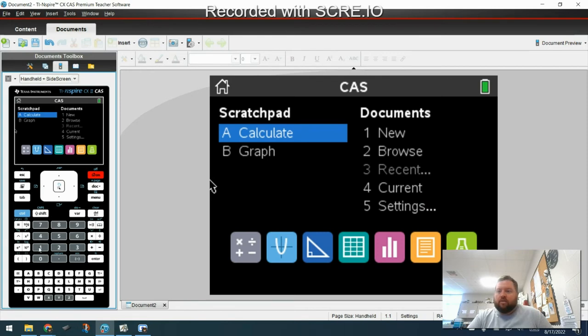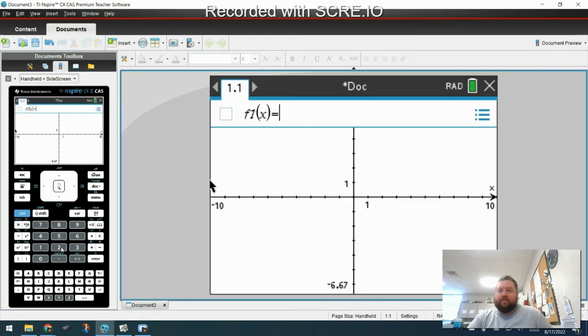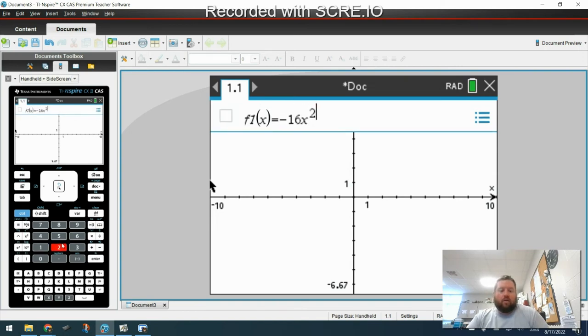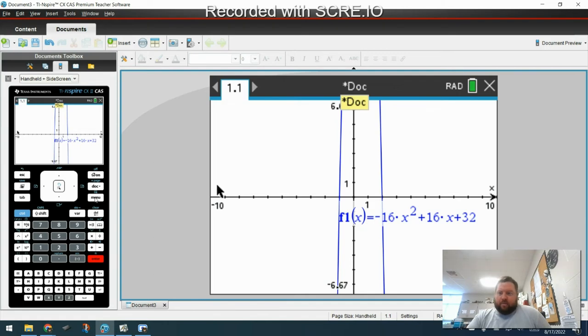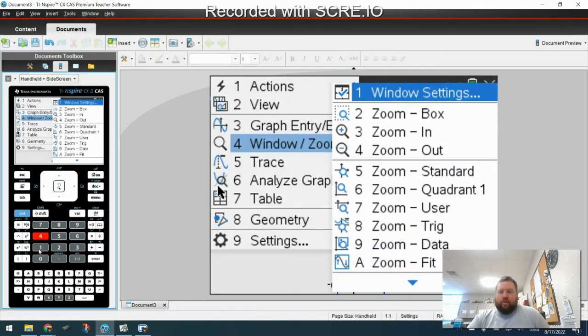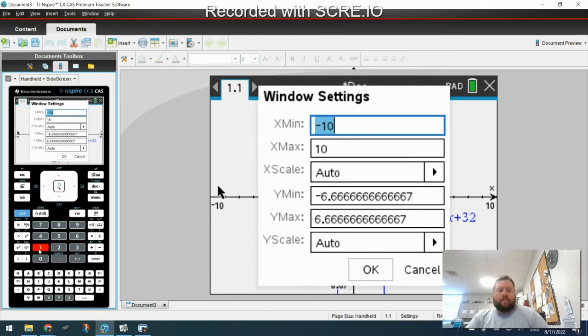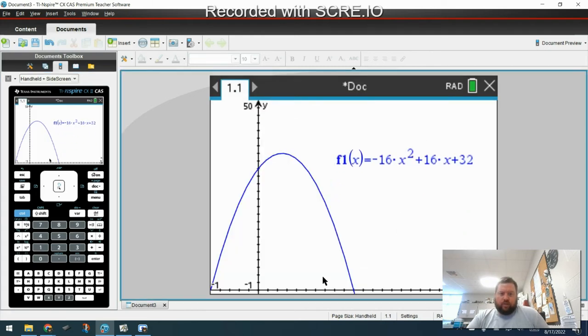So let me start a new document, add the graph. All right, negative 16x squared. You have to use x in this calculator. Plus 16x plus 32. All right, and it goes way up there, so I'm going to change my window settings, menu, window, number 1. X min, I really only need 0 to 5, and then Y min, I just need 0, and then 32, but it goes up a little more, so we'll do 50. And actually, I'm going to change these zeros to negative 1s just so I have a little bit of room on the left and underneath. All right, perfect.